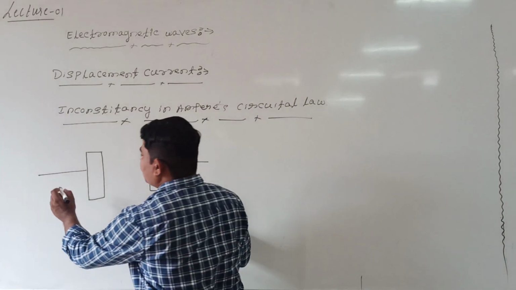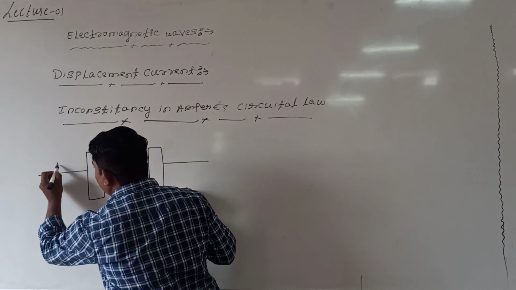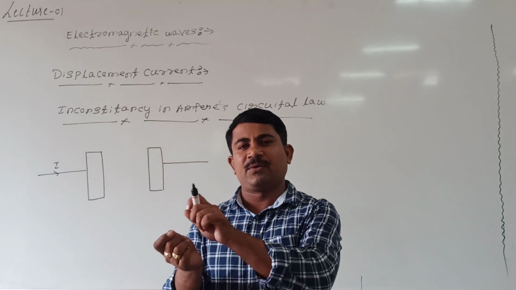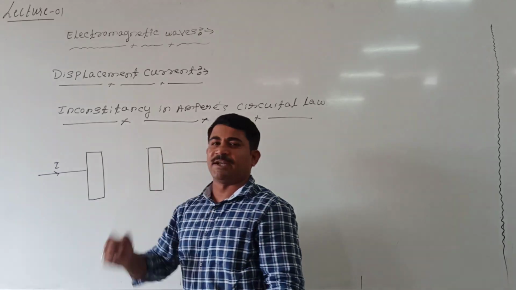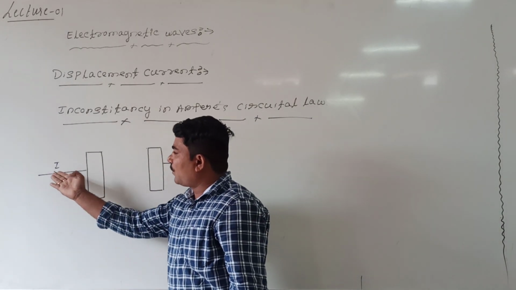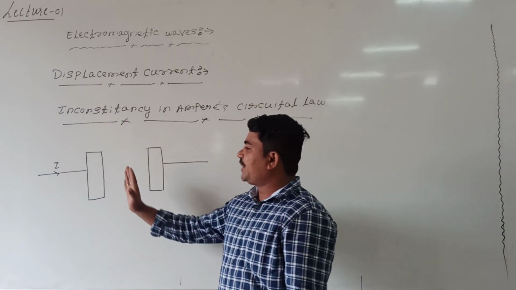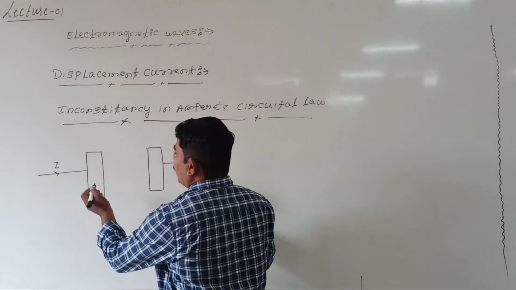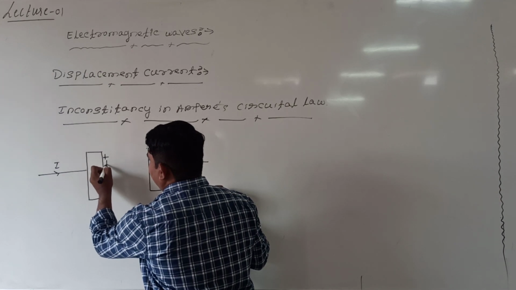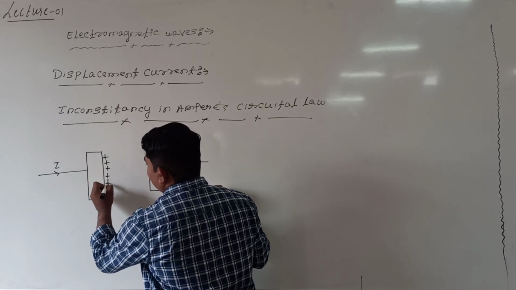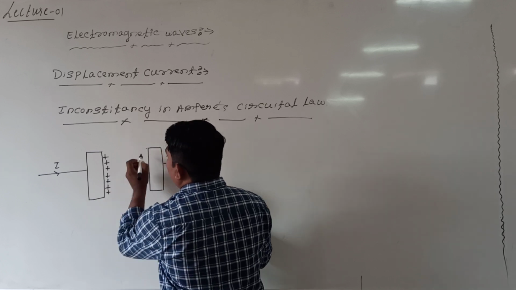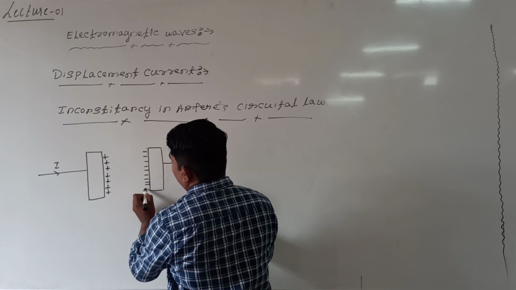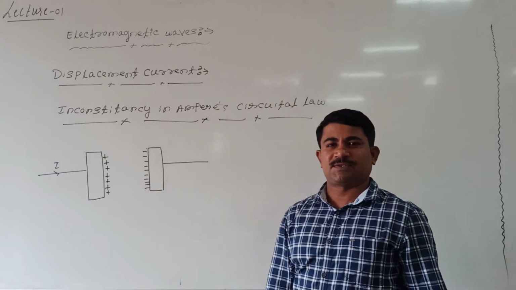Wherever current is flowing in this conductor, this current we are calling conduction current, I mean flow of current due to electrons. That current we are calling conduction current. Wherever current is flowing in this conductor, it is connected to the capacitor. Then a number of charges are deposited. How? On one plate positive charges are deposited, on another plate negative charges are deposited like this.